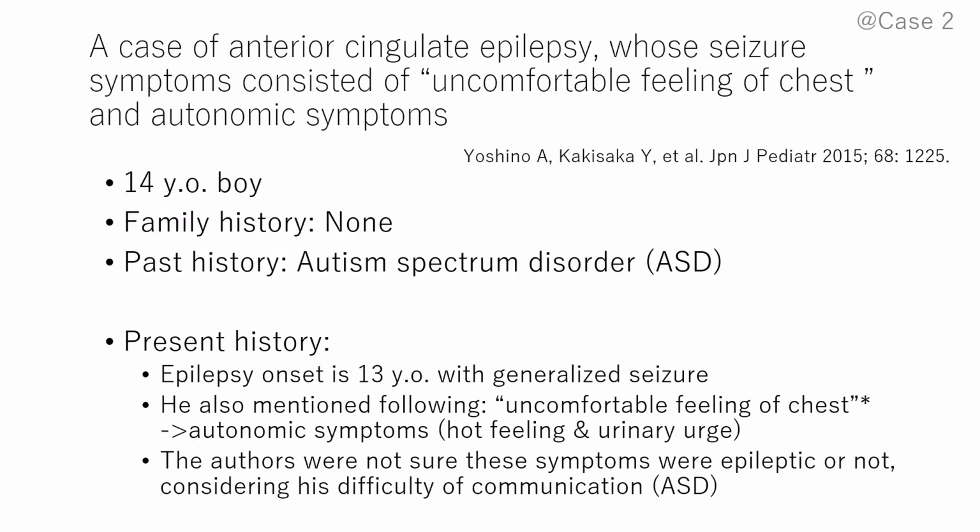In case 2, a case of anterior cingulate epilepsy whose seizure symptoms consist of an uncomfortable feeling of the chest and autonomic symptoms, this boy was diagnosed with autism spectrum disorders. His present history of epilepsy is that his seizures started at the age of 13 with a generalized convulsion. He also noticed the following event: an uncomfortable feeling of the chest, followed by autonomic symptoms, in this case, heart feeling and urinary urge. The authors were not sure whether these symptoms were epileptic or not, considering his difficulty of communication due to ASD.